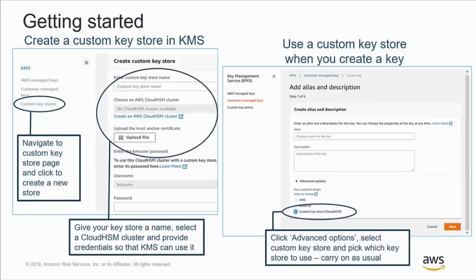Again, fairly straightforward process. Once you have a Cloud HSM cluster established in your account, you'll be given a list of the available Cloud HSM clusters that are available to you. You'll provide the credentials to enable KMS to use that cluster to generate keys and manage keys on your behalf. And then you create the custom key store. So essentially, a custom key store is a logical entity within KMS and a physical entity in a Cloud HSM cluster.